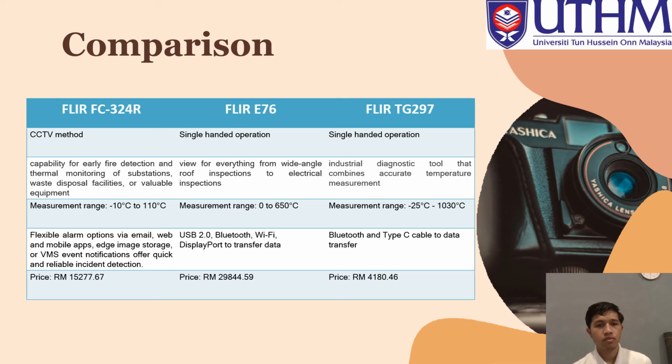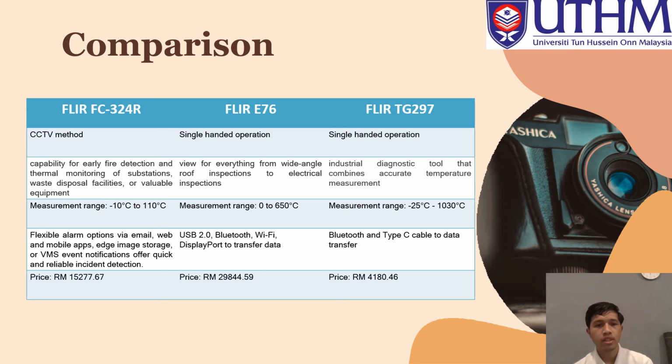And for the data transfer, FLIR FC324R has flexible alarm options via email, web, and mobile app. Edge image storage or VMS event notification offers quick and reliable intrusion detection. And E76 uses USB 2.0, Bluetooth, Wi-Fi, and DisplayPort to transfer data. And TG297 uses Bluetooth and a Type-C cable to transfer data.